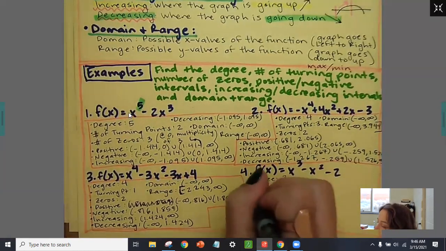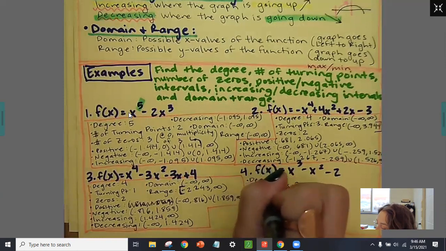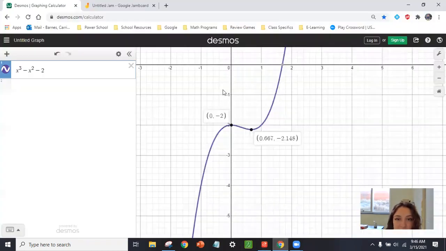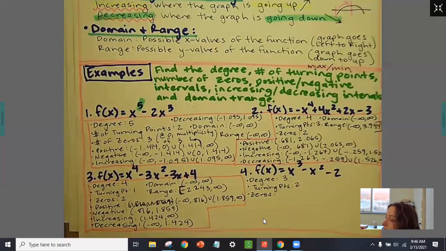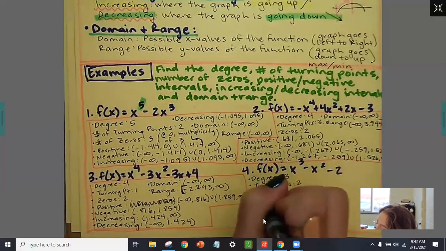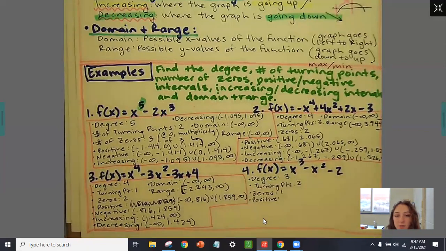All right, now we want to look at the zeros. All right, and that's just where it's crossing the x-axis. So that is happening just in one place at 1.696. So we're just going to write 1. Then we want to look at the positive and negative intervals. So we'll start with the positive.